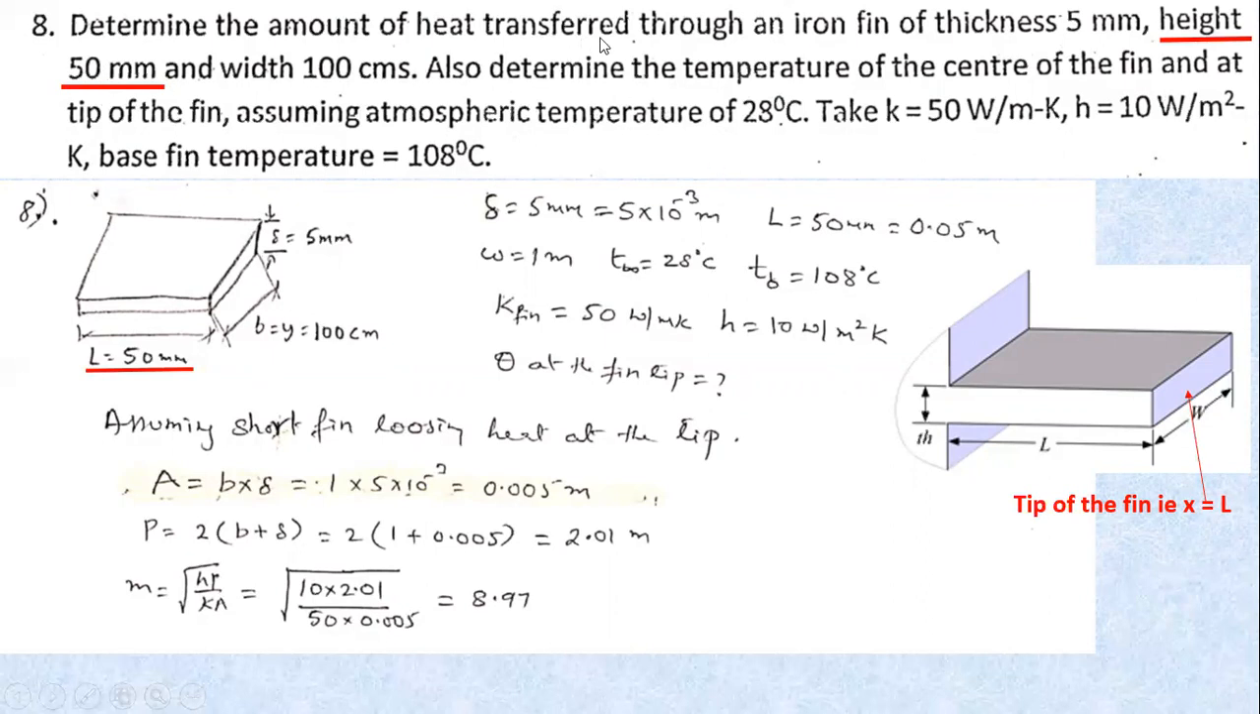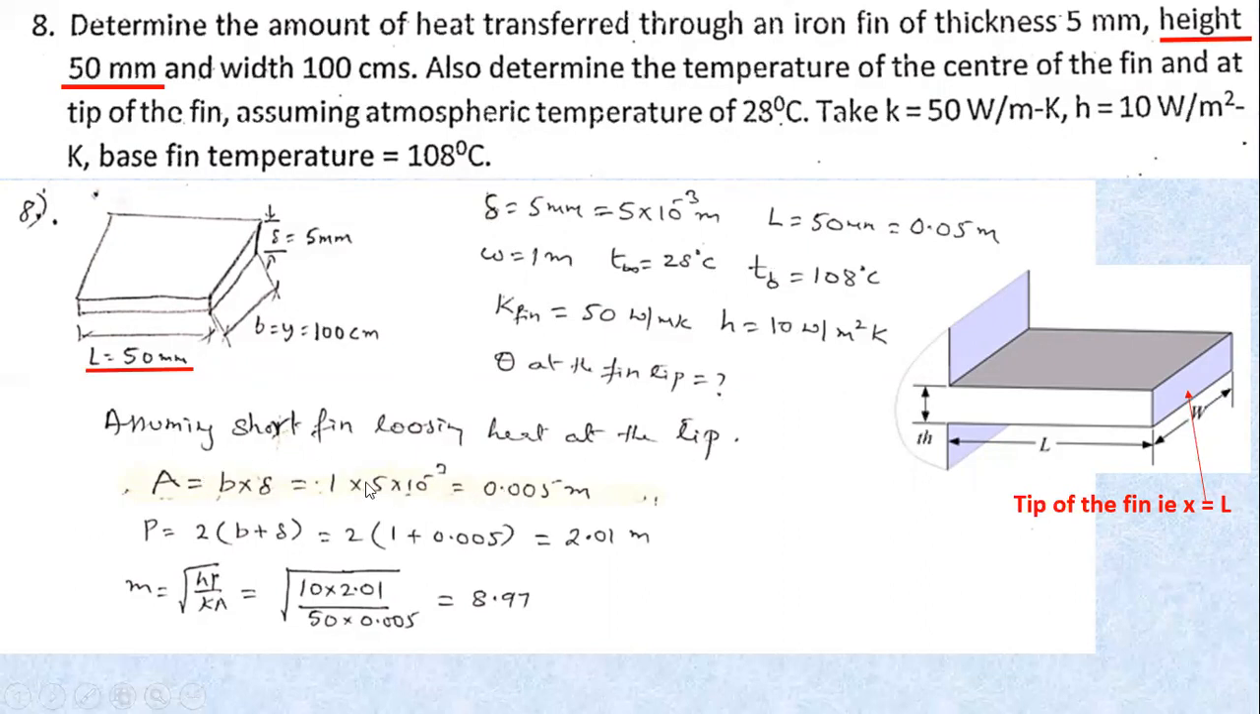Now, you need to determine the heat transfer Q from the fin. Also determine the temperature at the center of the fin as well as the temperature at the tip of the fin, assuming the atmospheric temperature of 28 degrees. For that, take the K value, the h value, and the fin base temperature, that is T_B, as 108 degrees centigrade.